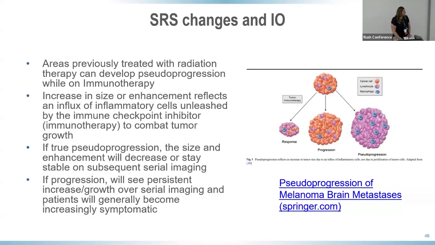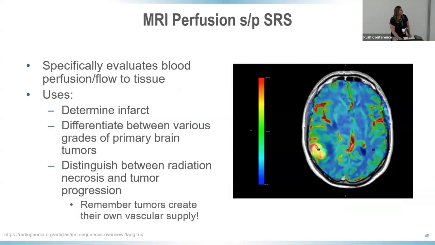If it's true pseudoprogression, the size and the enhancement will decrease or stay stable on serial MRI imaging. If it's true progression or in-field failure, we'll see persistent increase or growth over serial imaging, and then patients will actually continue to develop symptoms. So how do we look for this, or how do we determine this?